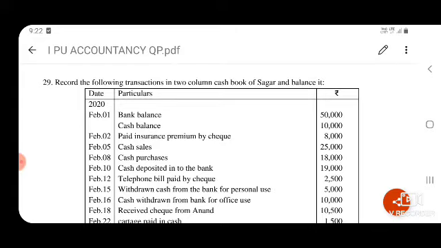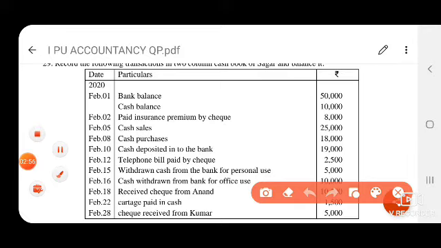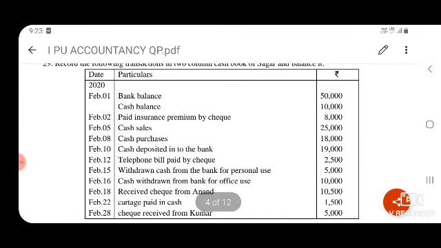Now record the following transaction: double column cash book. So in double column cash book, the main thing is the contra entry. Bank balance, cash balance debit side, paid insurance credit side. Cash deposit into bank is a contra entry. Cash withdrawn from bank for office use, contra entry. So these 2 questions are contra entry.